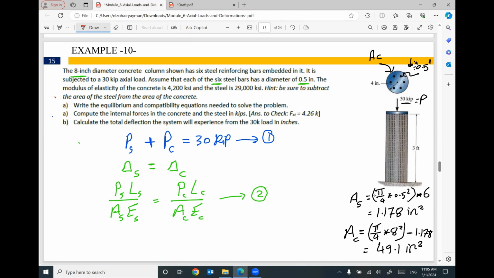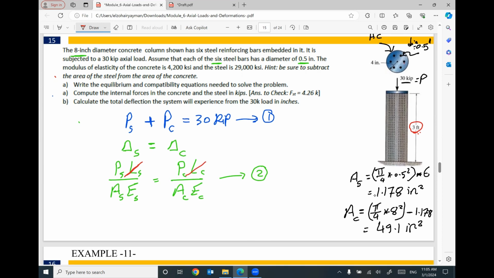Go ahead and put in your numbers. Keep in your mind, the length of steel equals 3 feet. The length of concrete also equals 3 feet. So they cancel each other. Both of them have the same length. The length of this rebar will be the same as the length of concrete.